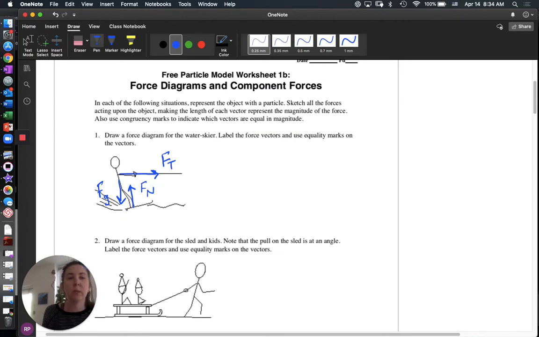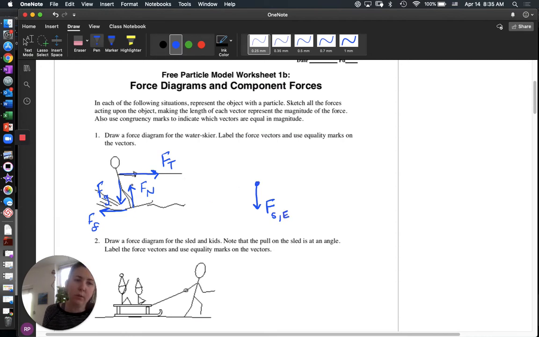If you've ever water skied, there's one more force that we haven't taken into account, and that's the force of friction, or the resistive force acting on him by the water. And so if I'm going to draw a free body diagram of this, gravity always goes straight down. The force on the skier by the earth.